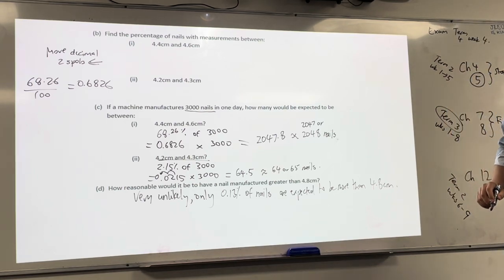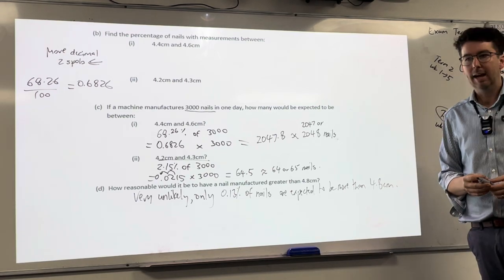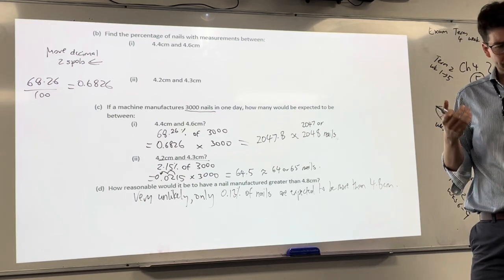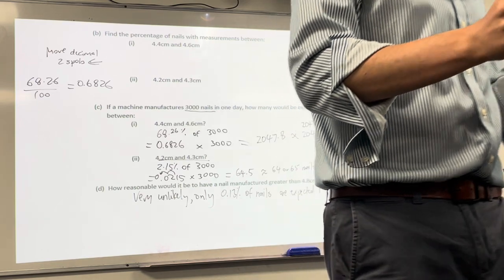Very unlikely, only 0.13% of nails are expected to be more than 4.8 centimetres. It's still possible, it's just unlikely. Remember, amidst all of these things, the normal distribution is a model. There are going to be times where there's results that are either a lot higher or a lot lower than to be expected, and that's very normal. What we are going to do today is now get into some questions for you to have a go at by yourself.